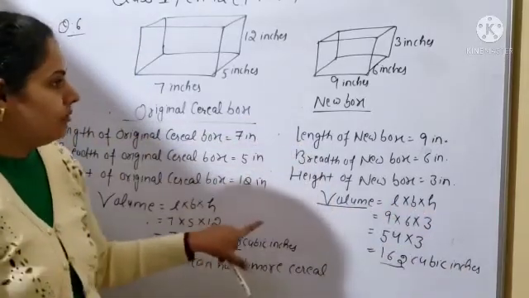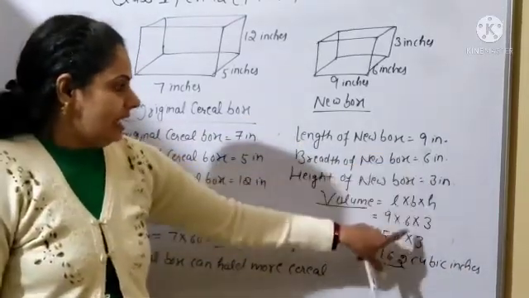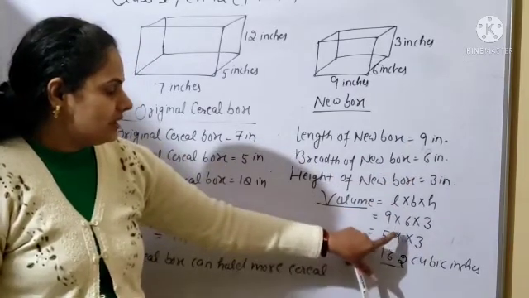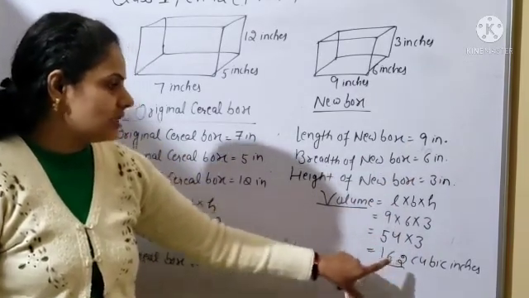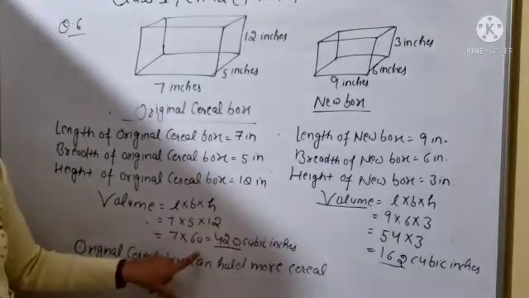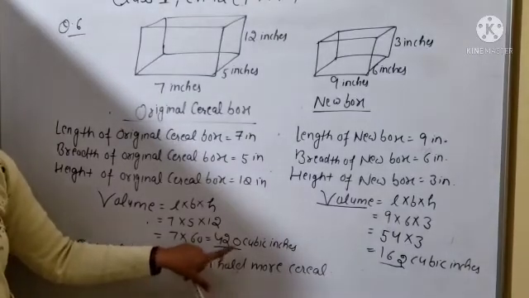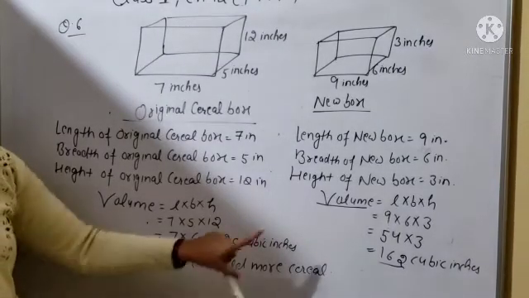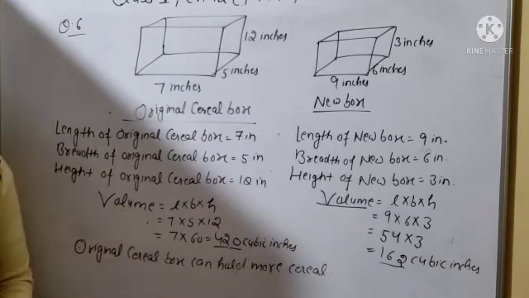And if you find out the volume, you can see the volume of the new box is 162 cubic inches and the old box is 420 cubic inches. It means the volume of the original box is greater than the volume of the new box. So you can write down: the original cereal box can hold more cereal than the new box. Clear, all of you? So this was your question number 6.